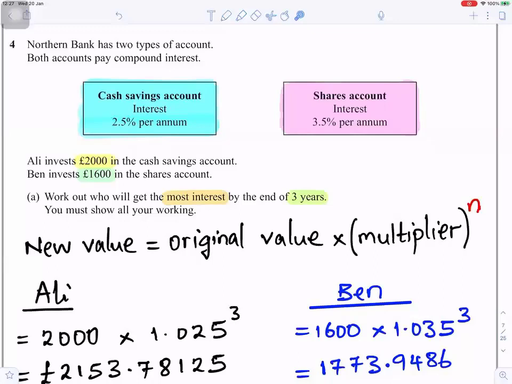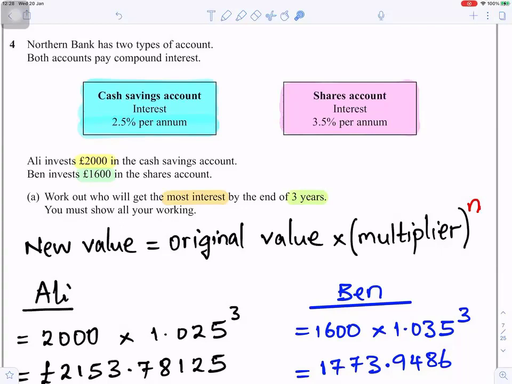Question number 4. Northern Bank has two types of account. Both accounts pay compound interest. Cash savings account interest is 2.5% per annum. Shares account interest is 3.5% per annum. Ali invests £2,000 in the cash savings account. Ben invests £1,600 in the shares account. Work out who will get the most interest by the end of 3 years. You must show all your working.